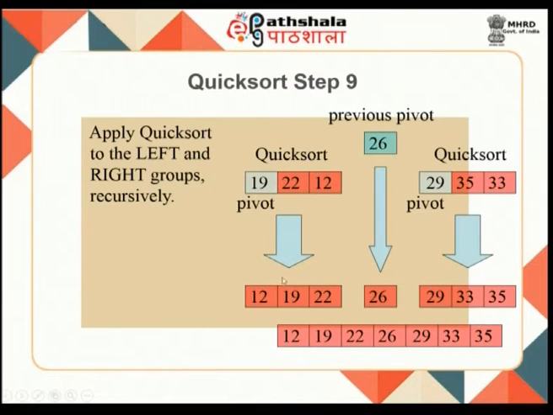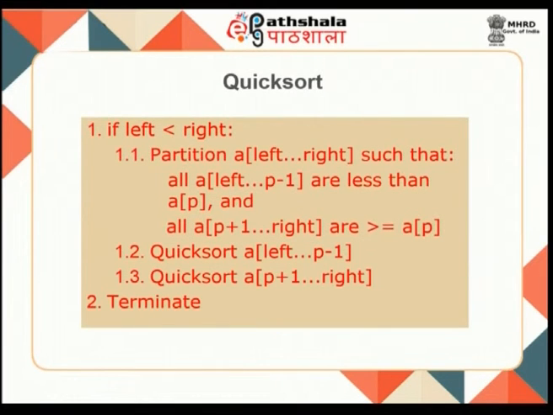If you apply this procedure again, it comes to be seen that 19 is going to be the pivotal element of this, and 33 is going to be the pivotal element of this, and now you can see that these subarrays are sorted. Therefore, when we combine everything, we get a sorted list. This kind of procedure is what we call quicksort.